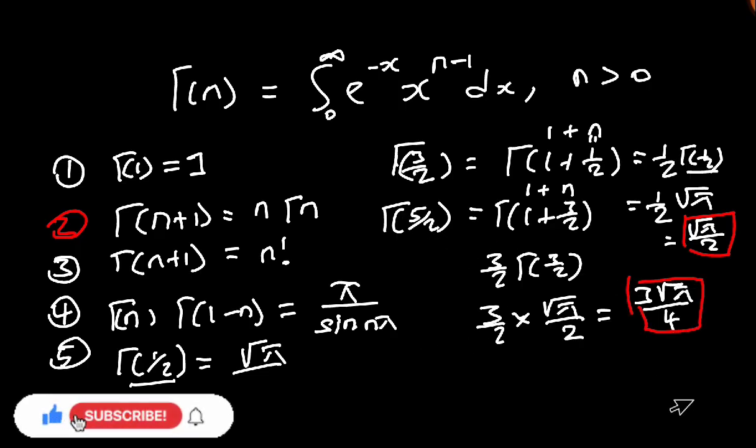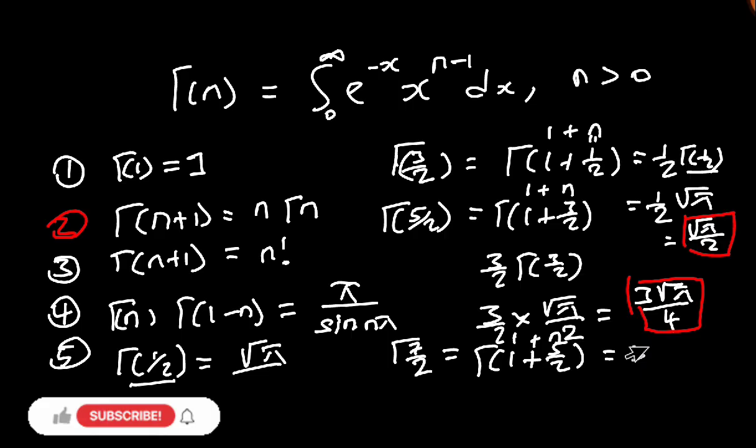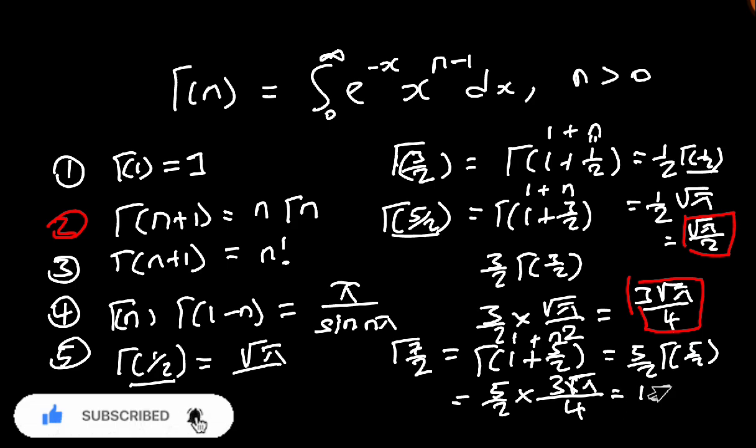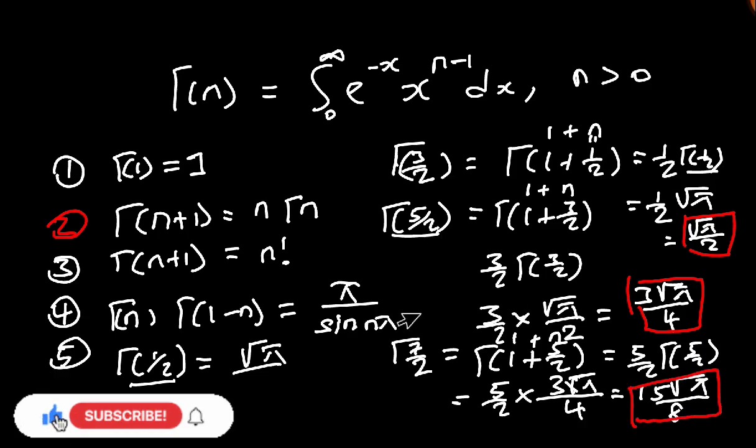So let's also evaluate gamma 7 over 2. This gamma 7 over 2 can be written as 1 plus 5 over 2. Alright, so this is 1 here, and then this is n, which is what you have here. Now this n is equal to 5 over 2, and then writing this in the form of n gamma n, you're going to have 5 over 2 gamma 5 over 2. So this now becomes 5 over 2. Now gamma 5 over 2 is this, which we found to be 3 root pi divided by 4. So we're going to multiply this with 3 root pi divided by 4, which is equal to 15 root pi divided by 2 times 4, which is 8. Now this is what gamma 7 over 2 is.